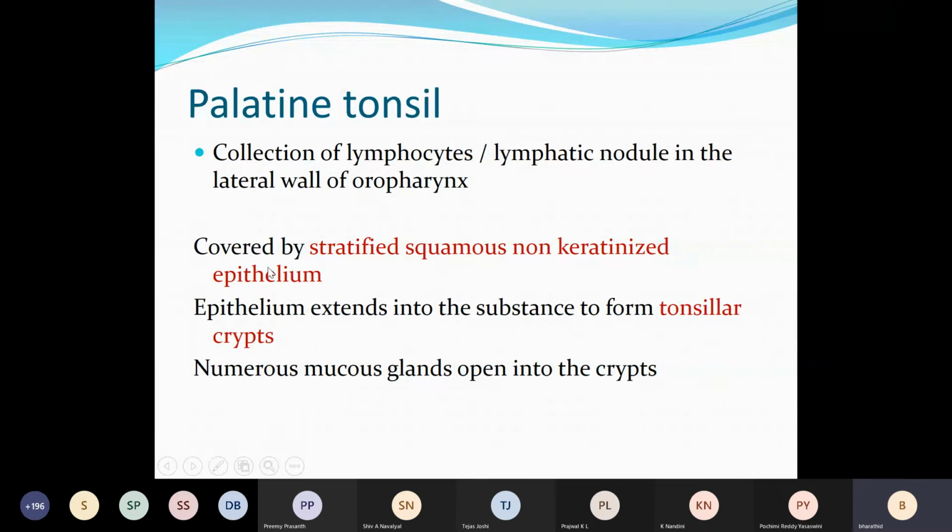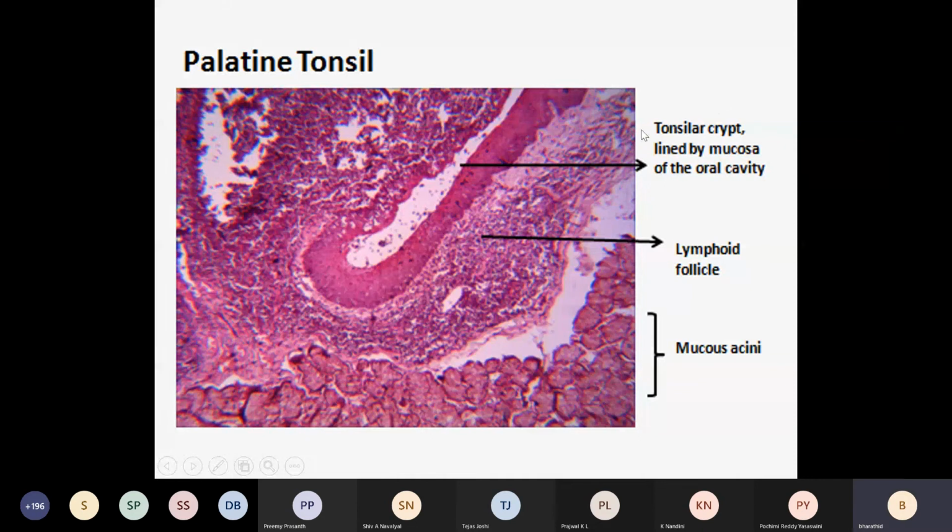Since it is in the mouth, it is covered by stratified squamous non-keratinized epithelium. This epithelium extends into the substance of the tonsil and forms invaginations, around 10 to 20. They are called tonsillar crypts, and numerous mucus glands open into the crypts. I'll show you the diagram.